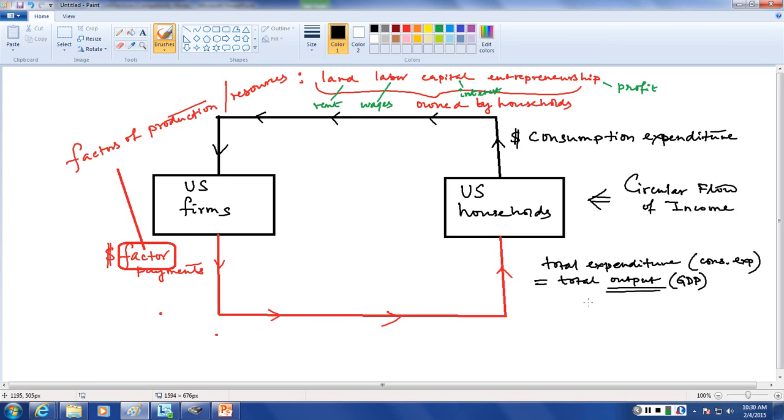So we now know that total expenditure in the economy is also equal to the total output of the economy. And the total output of the economy is, of course, the output of final goods and services, consumers being the end users of whatever they buy, right? And so this total output happens to be GDP, correct? But now we also know that this total expenditure is also equal to factor payments. So this is then also equal to the total income of households.